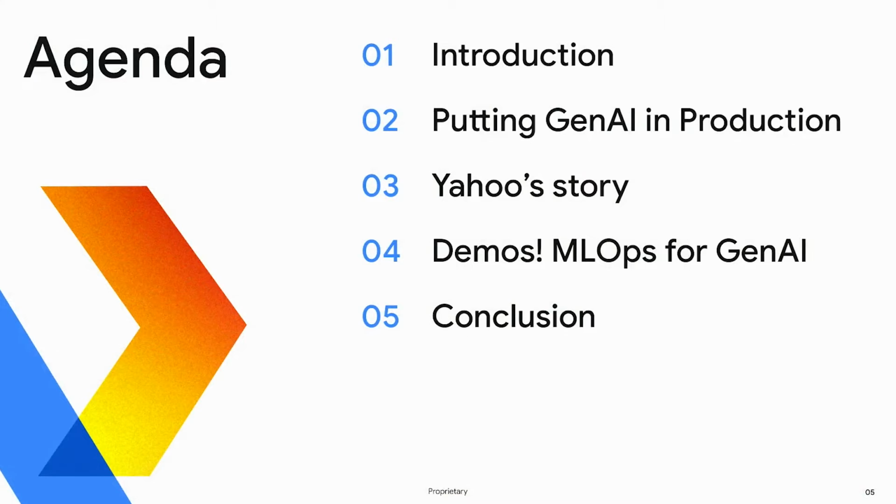Okay, so we'll do an introduction. We'll talk a little bit about what it means to put models into production from a Vertex point of view. We'll then transition to Yahoo's story. Then we'll do some demos, because we're here at a conference. We should do some demos, right? And then we'll get to the conclusion. Let's dive right in.